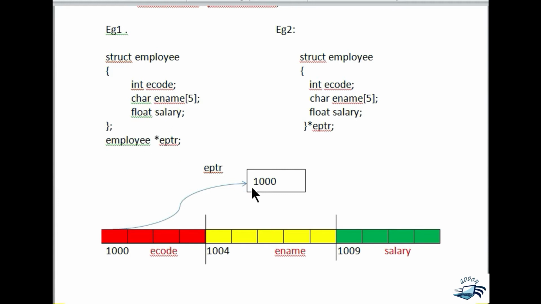Now see, this is the EPTR pointer variable. We know that a pointer variable always contains a memory address. So here the EPTR contains the base address of the user defined data type employee. Here the base address is 1000, so the EPTR will contain the value 1000. So this is a graphical representation of the above example.